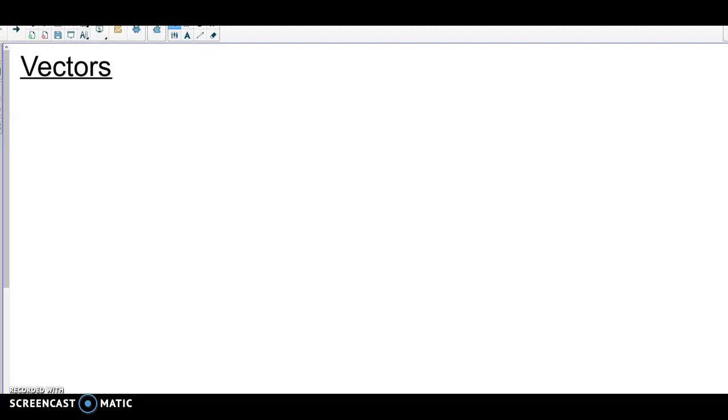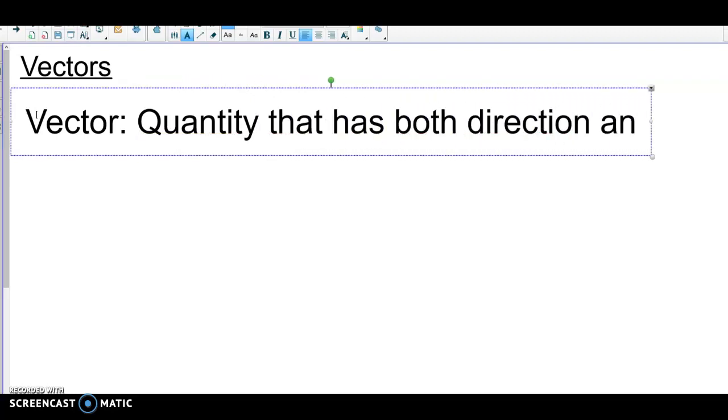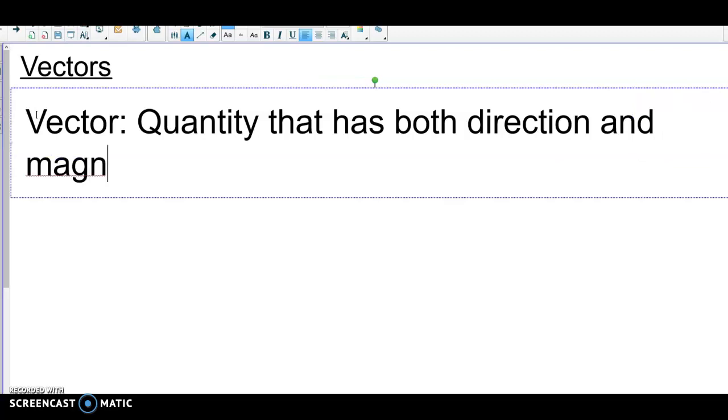So to start with, a vector, by definition, which I'm sure you are all thinking of Despicable Me. Anyway, a vector is a quantity that has both direction and magnitude. But I'm sure you already knew that, like I said, from Despicable Me.